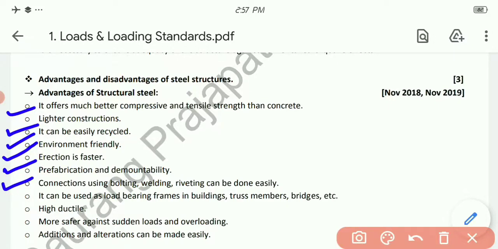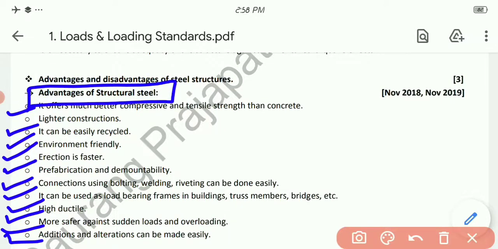Sixth, prefabrication and demountability are possible. Seventh, connections using bolting, welding and riveting can be done very easily. Next, it can be used as load bearing frames in buildings, truss members, bridges, etc. High ductility, and more safe against sudden loading and overloading. And the last one, addition and alteration can be done very easily. So these were the advantages of the steel structure.